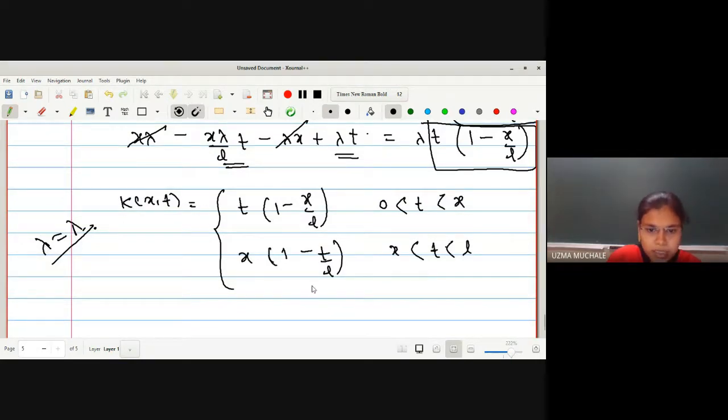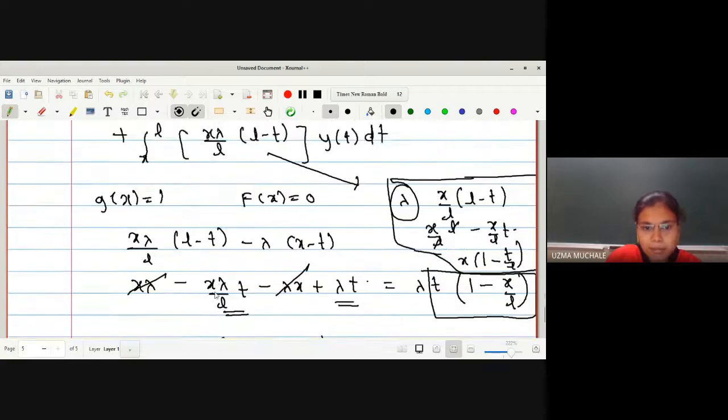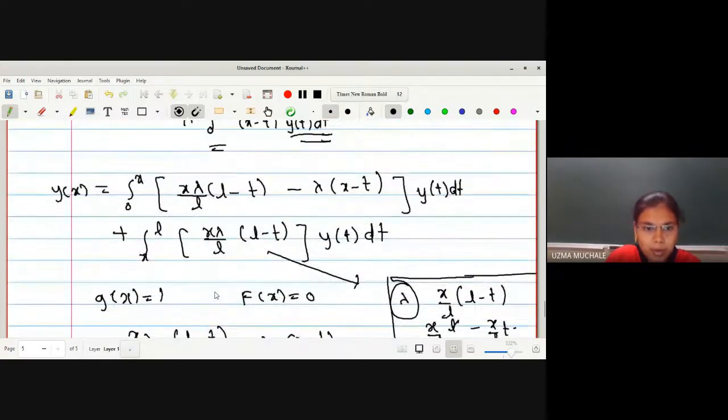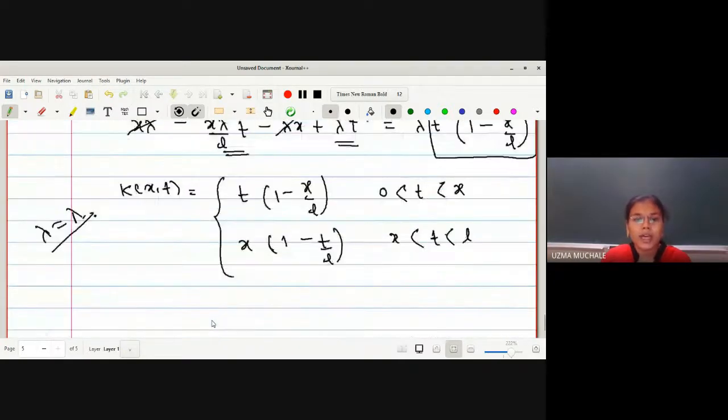K of xt is this term. K of xt में हमने lambda mix नहीं किया है. Correct? यहाँ पे already है lambda, in K of xt. So we can keep it outside, and after keeping it outside, we can say g of x is 1, f of x is 0, and lambda is equal to lambda, and K of xt is this one. Okay?